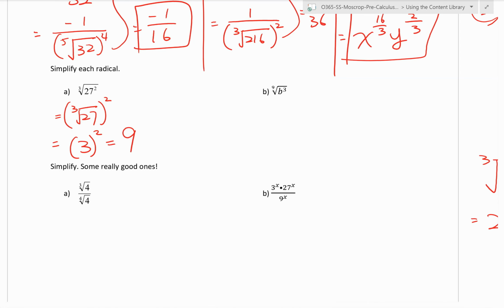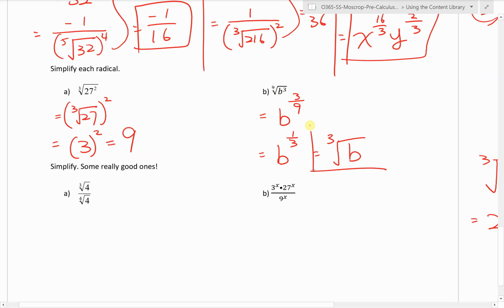Okay. Part B, we can turn this into exponential form. So you can see that we can actually reduce this. So if we turn this into power, okay, this becomes b to the power of 3 over 9, right? Index goes to the denominator. Exponent is the numerator of your exponent here. 3 over 9 can be reduced to 1/3. So really, this is simply the cube root of b. Okay, just the cube root of b.